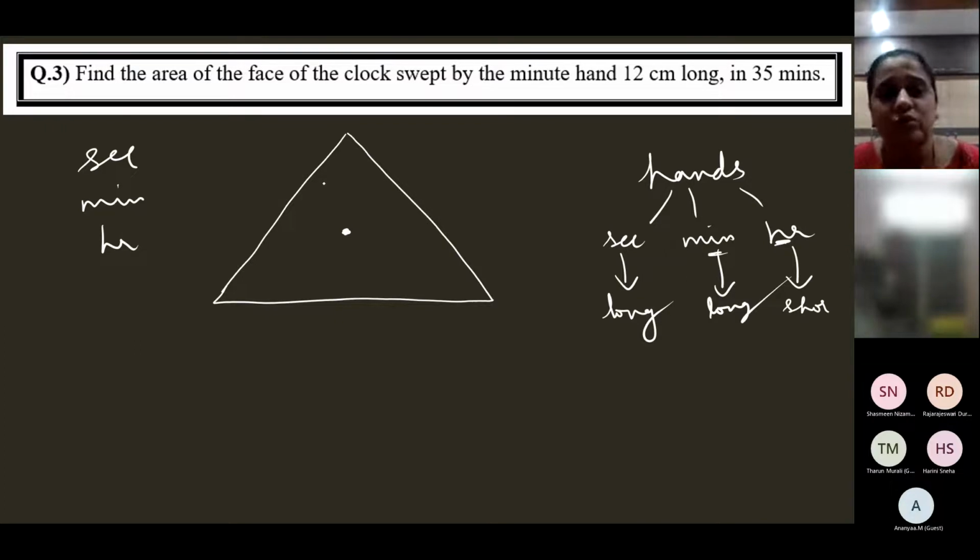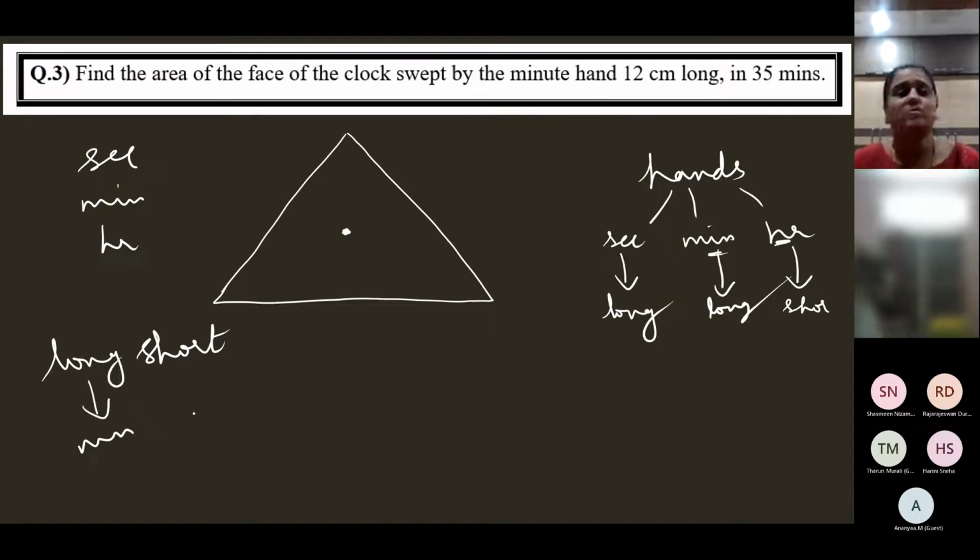But if the question talks only about two hands of the clock, and it says the long and the short hands of a clock, then that means the minute hand and the hour hand. They are not talking about the seconds hand. The hour hand is the short hand and the minute hand is the long hand. Am I clear?